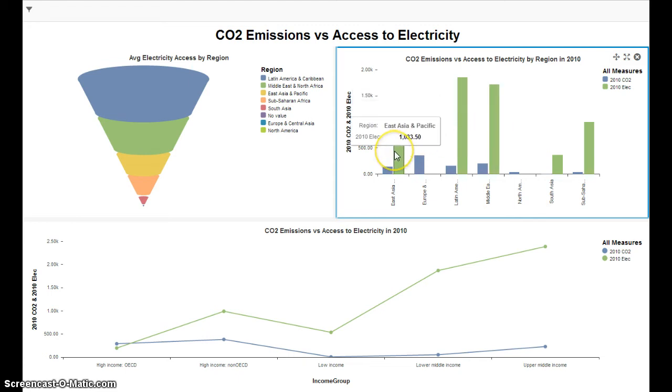There is no direct correlation between having more electricity access with the amount of CO2 emissions produced. Just because they have access to it does not mean they use it, which is shown in this column graph.